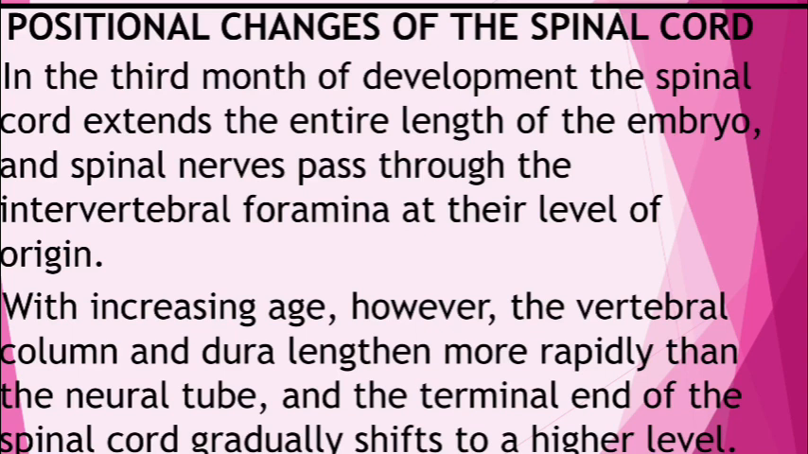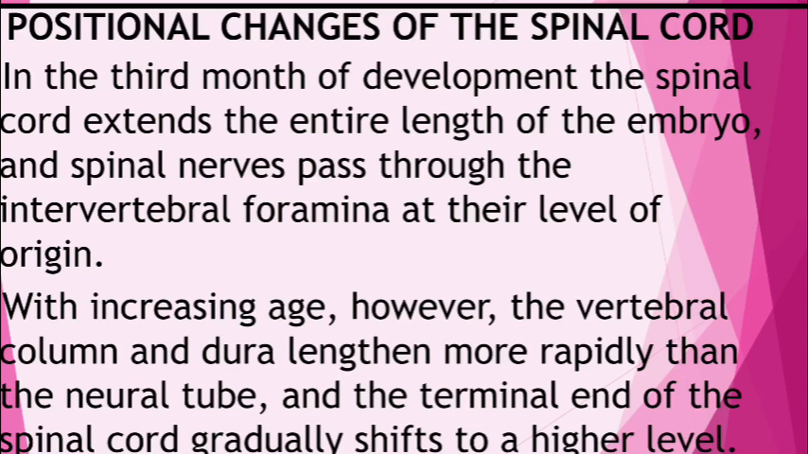The dura remains attached to the vertebral column at the coccygeal level. So what do you see in the adults? In the adult, the spinal cord terminates at the level of L2 to L3. But in the adult, the dural sac and subarachnoid space extends to the level of S2. That's the 2nd sacral segment.